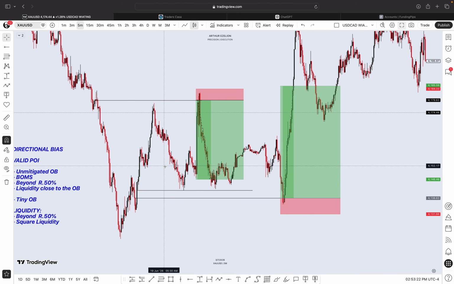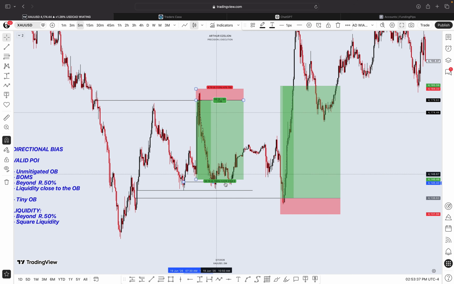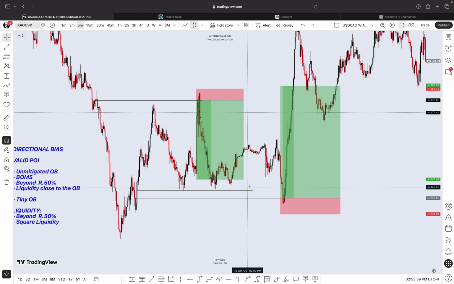I'm not saying that a single string doesn't work. Single string works, but square liquidity works better, as you can even see in this case right here. What do we have? We have this liquidity, we have this liquidity. It forms a square, right? It forms a pile of liquidity in price. That's how I trade. That's something that I've noticed.